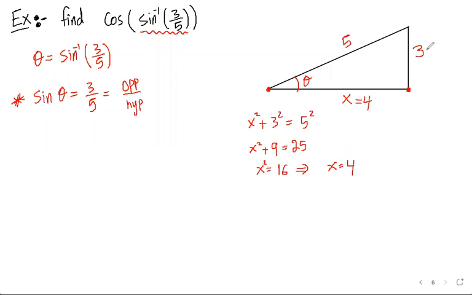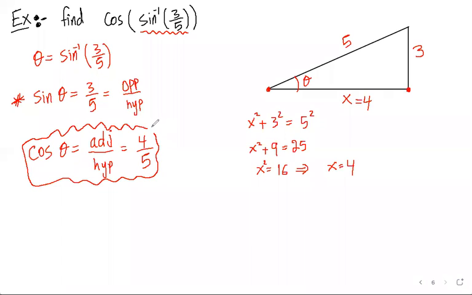So now I get the value for this side is 3, the value for this side is 5, and the value for this side is 4. So now it's easy to find the cosine of theta. I can set cosine of theta equals the adjacent over hypotenuse. This is equal to 4/5. And this is the answer for my question.